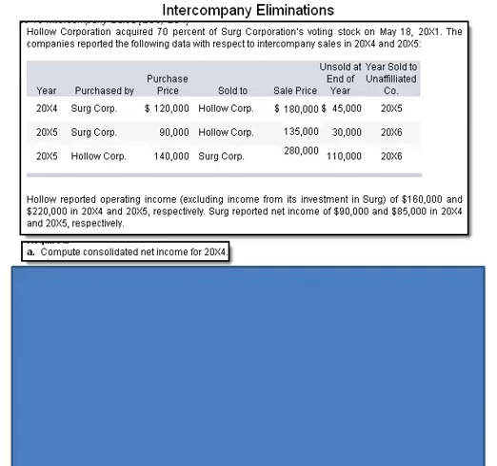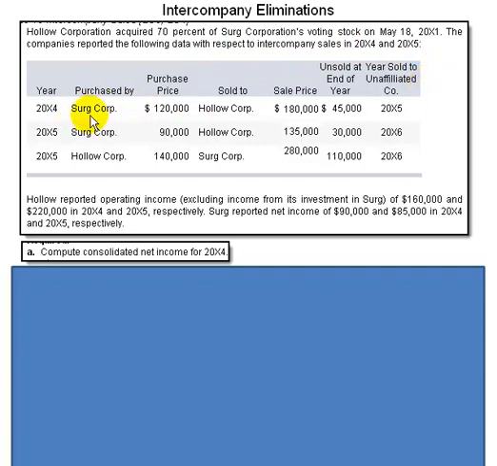Okay, let's look at this intercompany elimination problem. We've got the Hollow Corporation, and they acquire 70% of Surge Corporation's voting stock on May 18th. Now, I'm just reading right here, okay? And the companies reported the following data with respect to intercompany sales.